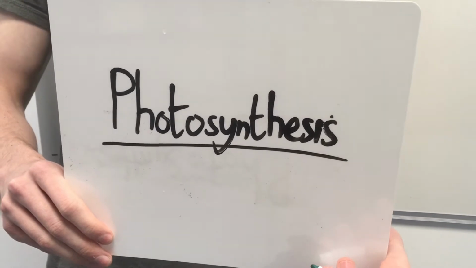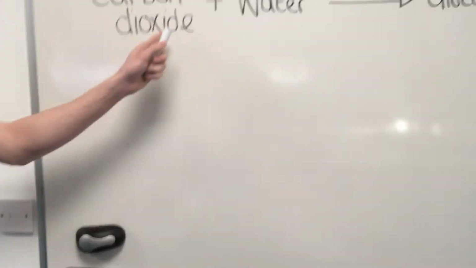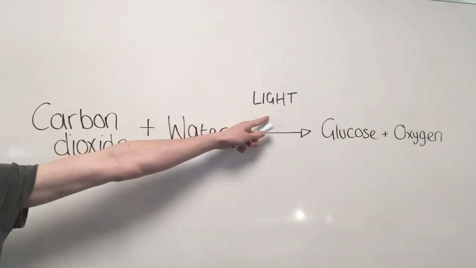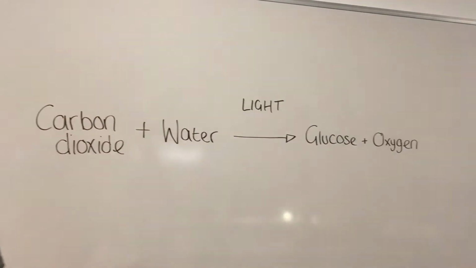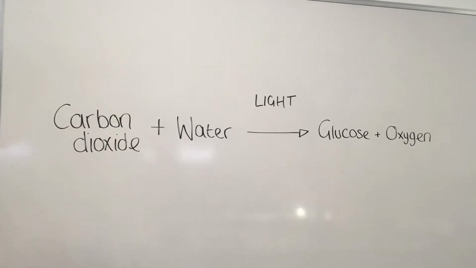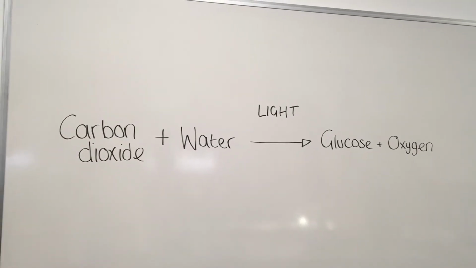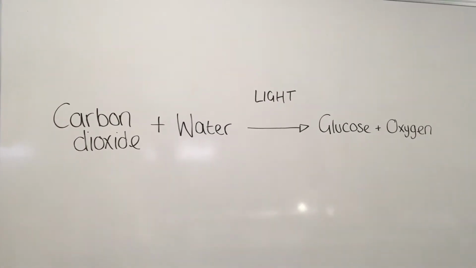Photosynthesis is a process where carbon dioxide and water are combined using light energy. This produces glucose and oxygen. The plant can then use the glucose to grow or for respiration. The oxygen is a waste product, and the plant releases it through its leaves.